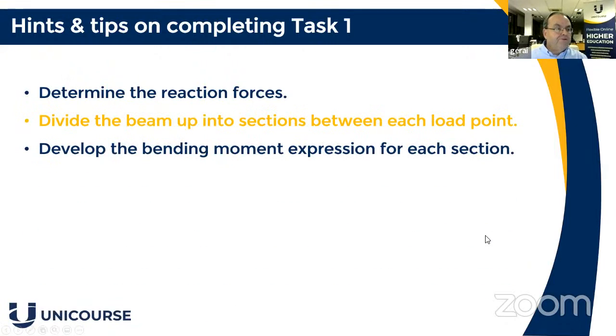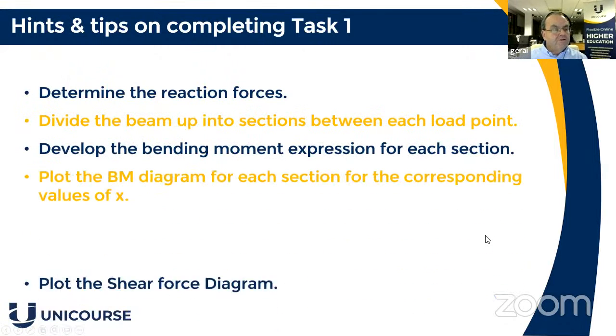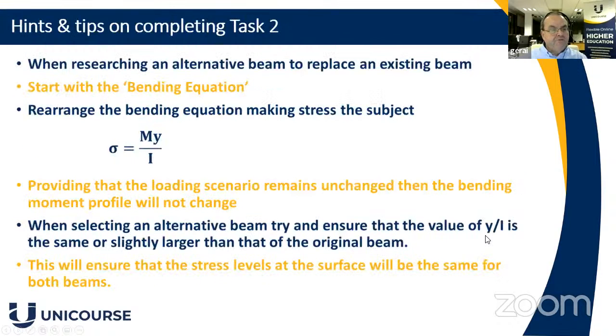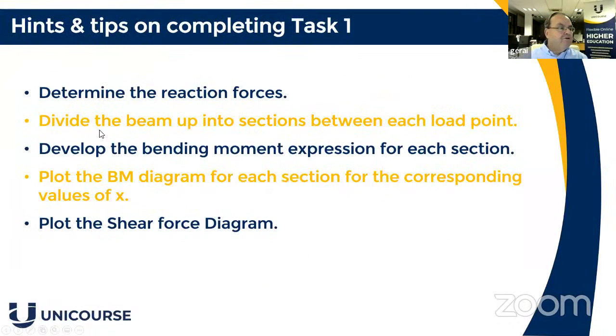So we'll put all of these points up. This is really a résumé of what we've just done. So first of all, determine the reaction forces. The first thing you must always do is determine those forces, otherwise you can't do anything. Then you divide the beam up into sections between each load point. So we had A to B, B to C, and C to D. Then you need to develop the bending moment expression for each section.